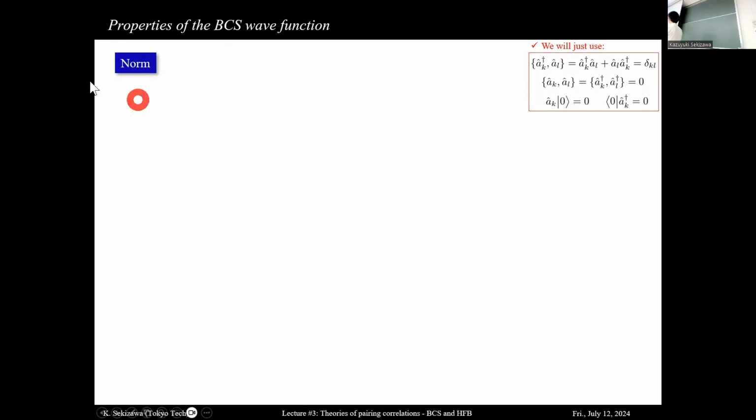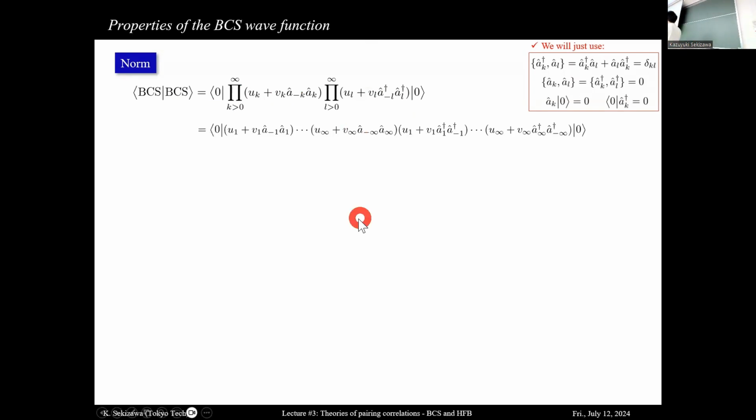So first, let me calculate the norm of this BCS wave function. The norm is the overlap between two BCS states. I just put in the definition that I showed previously in the bra state and ket state. Please note that the order is changed, A minus K and K, and L and minus L, because of the Hermitian conjugation. Now these products can be expanded in the following way. This is just the same, I just write explicitly what this product is.